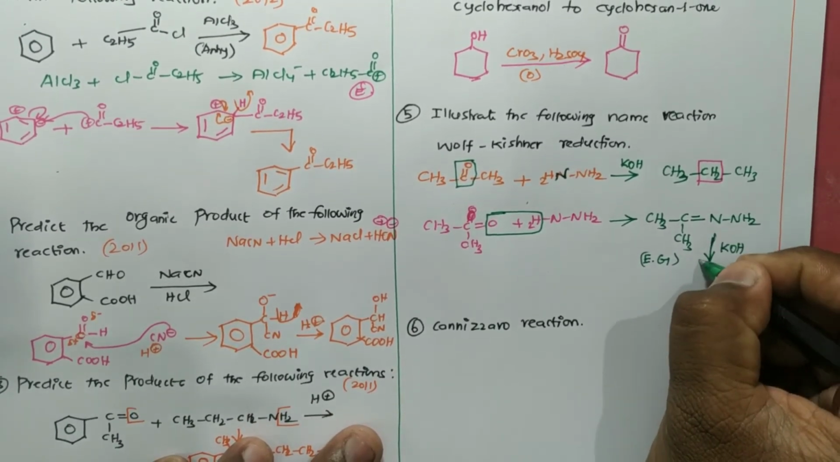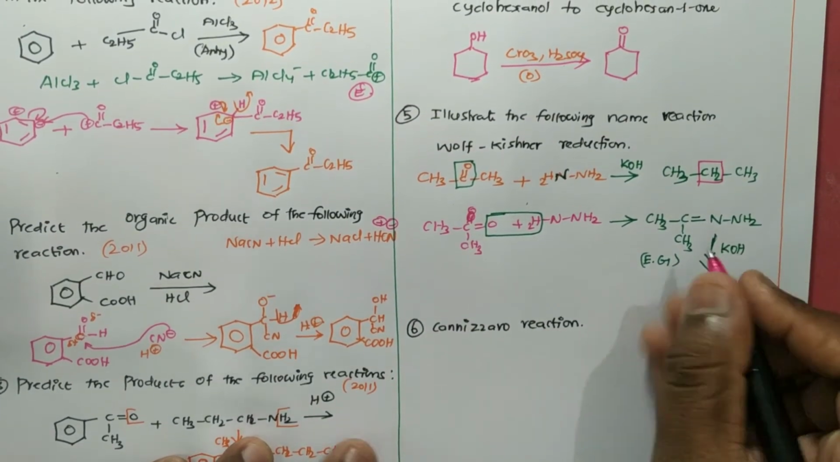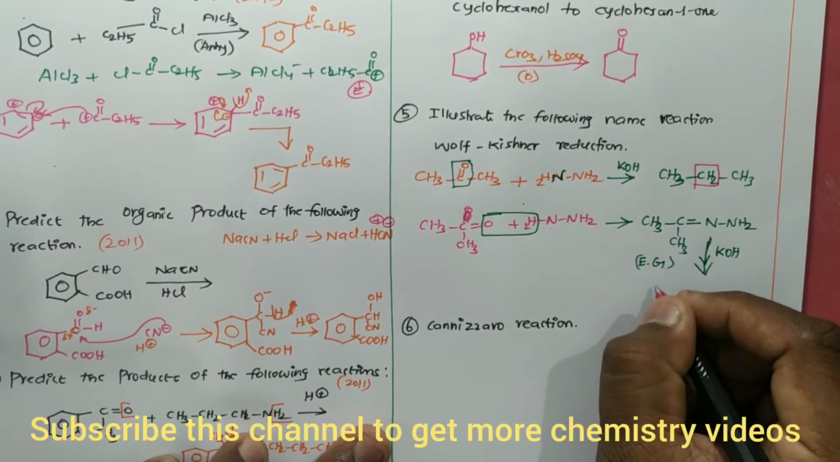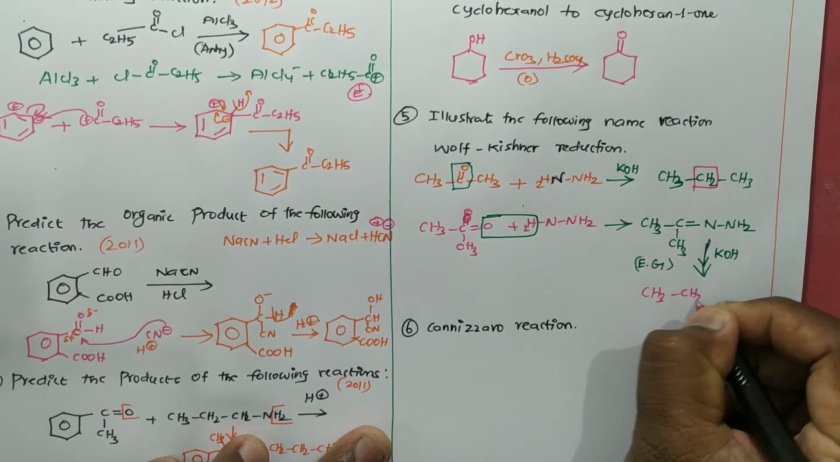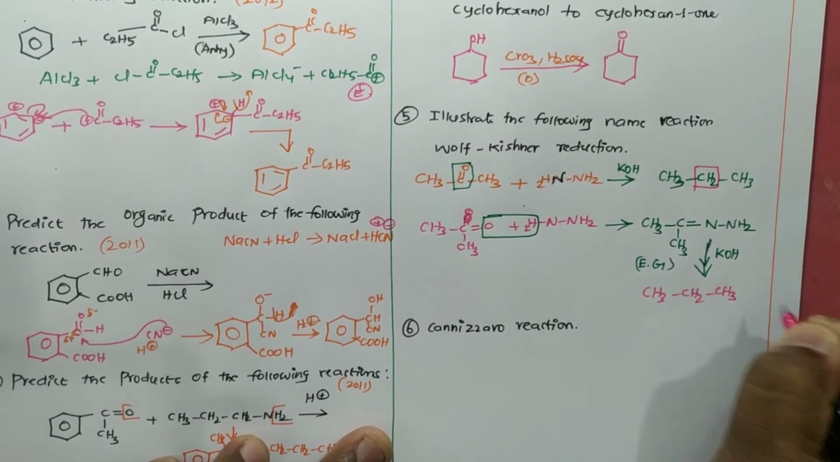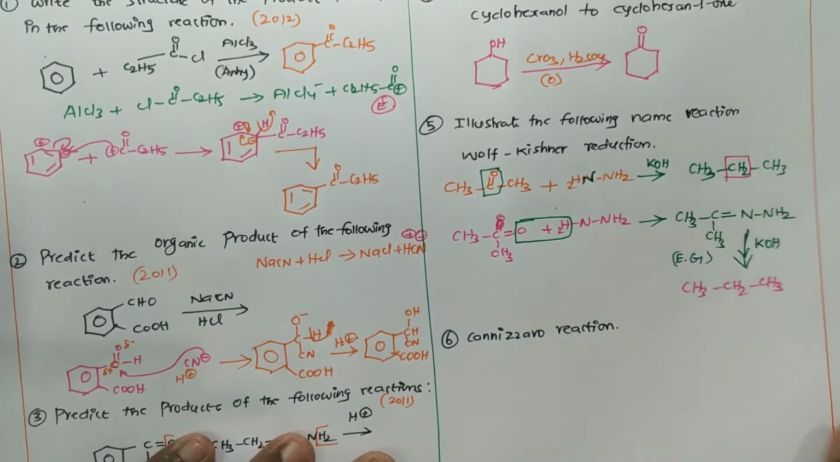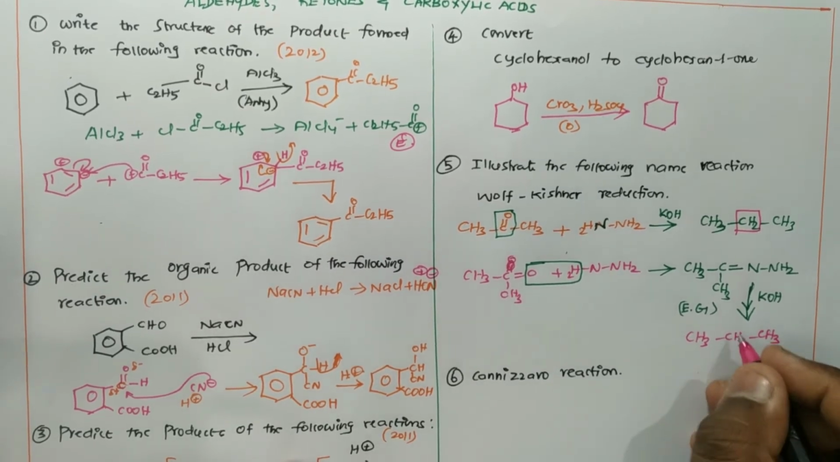This kind of solvent in presence of a base eliminates the nitrogen gas, and at the same time hydrogen is added. By that way, I will be getting a product CH3, CH2, CH3. Okay, I will be giving you the reaction mechanism in another video. You just go and watch and get an idea about this mechanism.